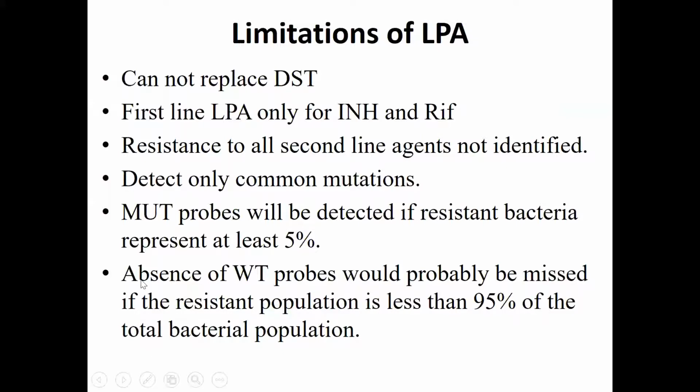And the mutation probes will be detected only if the resistant bacteria is at least 5% of the population. So if it is a mixed population, the resistant bacteria should be at least 5%, only then it will be picked up. An absence of wild type probes would probably be missed if the resistant population is less than 95% of the total bacterial population. So these are the limitations of line probe assay.